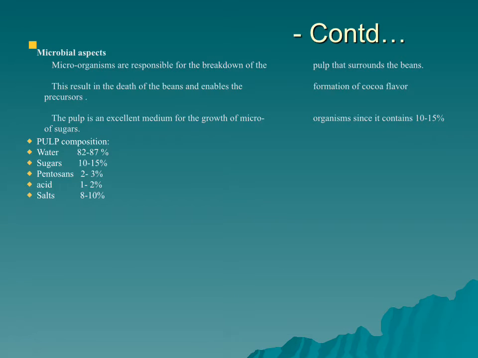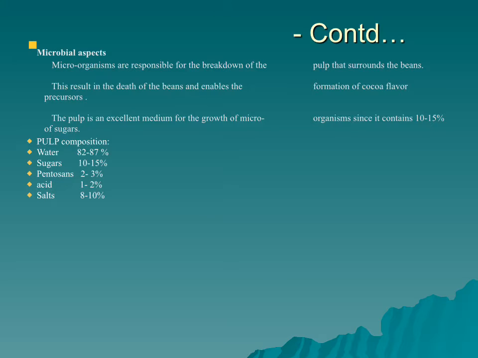Microbial aspects of fermentation. Microorganisms are responsible for the breakdown of the pulp that surrounds the beans. This results in the death of beans and enables the formation of cocoa flavor precursors. The pulp is an excellent medium for growth of microorganisms since it contains 10 to 15% of sugars.